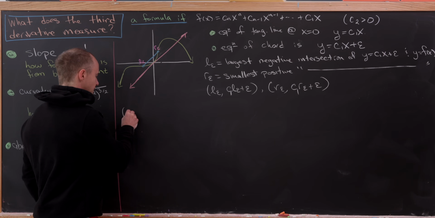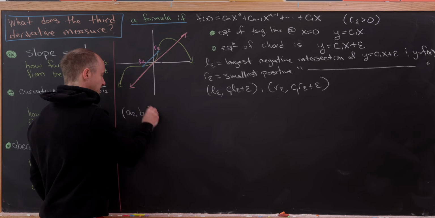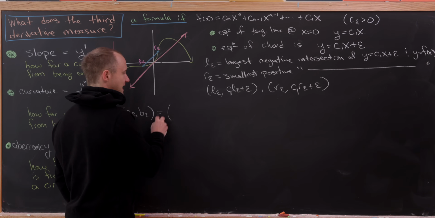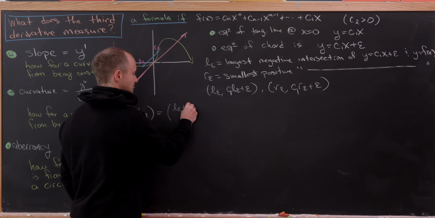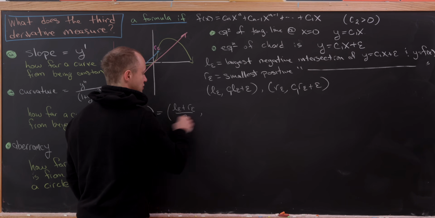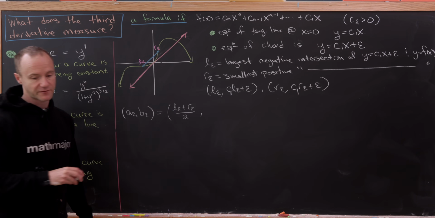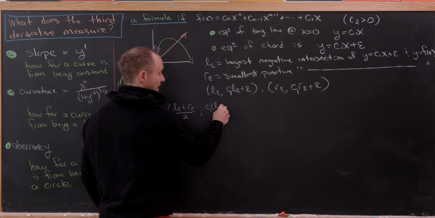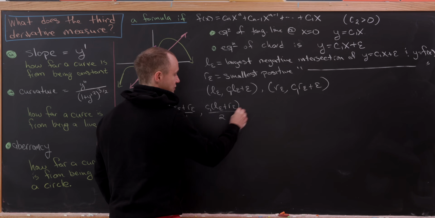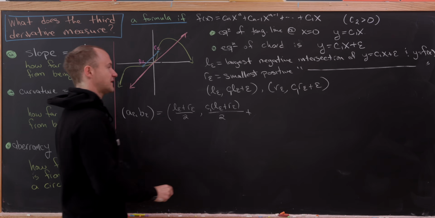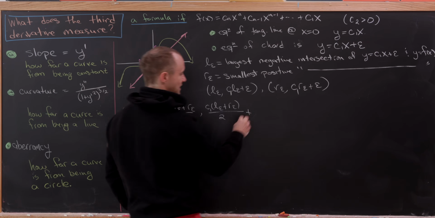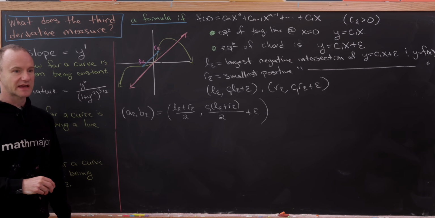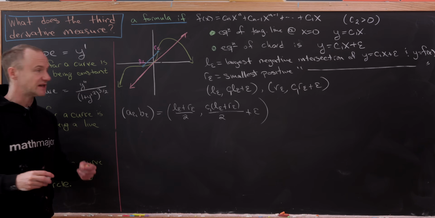But now let's use our notation from before, A_epsilon, B_epsilon, which has got to be the midpoint of these two. It's pretty easy to calculate the midpoint. Observe that we get (L_epsilon plus R_epsilon) over 2 for the x coordinate. And for the y coordinate, we have c_1 times (L_epsilon plus R_epsilon) over 2, and then plus 2 epsilon over 2. In other words, it's going to be epsilon. Okay, cool.